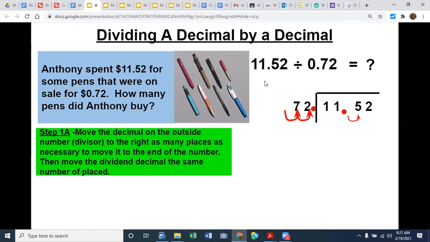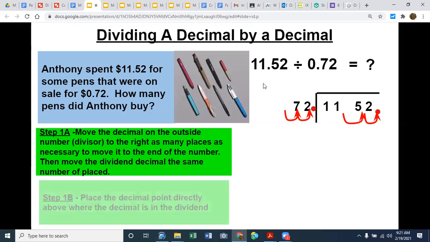This is still step 1A. Move the inside decimal also 2 spots. There we go. It was here, and now it's here. That's the same as multiplying both the dividend and the divisor by 100, a multiple of 10.